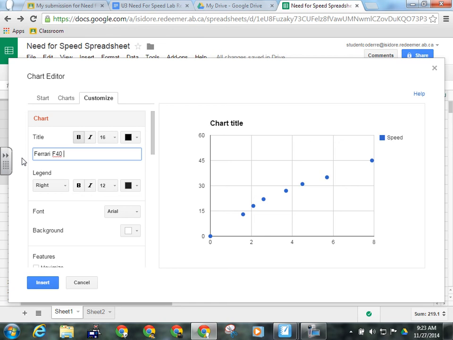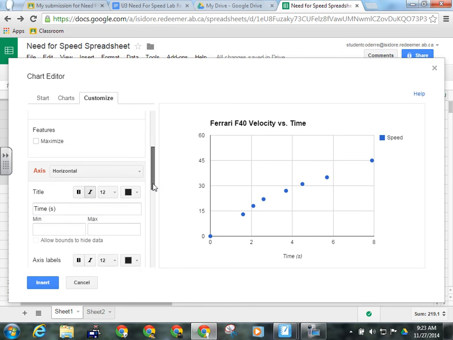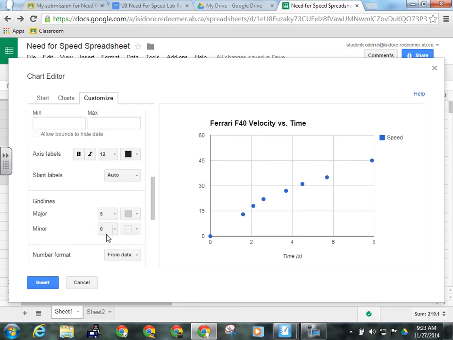All right, so when I click on that, I'm going to call this Ferrari F40 velocity time. Okay, and then my horizontal axis, you want to give that a title, time in seconds. And guys, I would recommend on this graph that you show more grid lines. It's going to make some of your calculations, like the one you have to do for displacement, a lot easier if you have more grid lines.